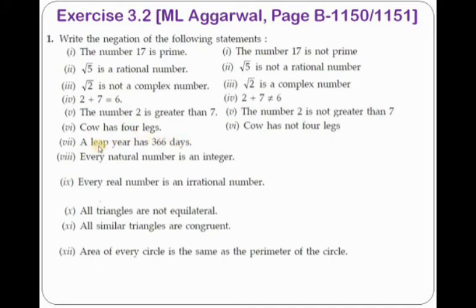A leap year has 366 days. The denial is, a leap year has not 366 days, or else it is false that a leap year has 366 days.